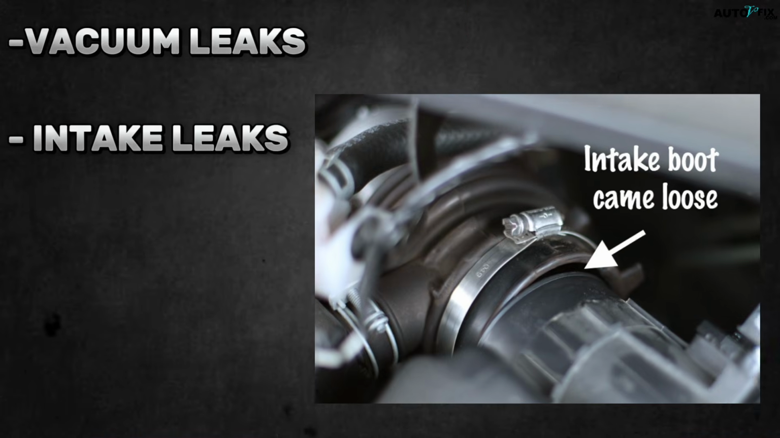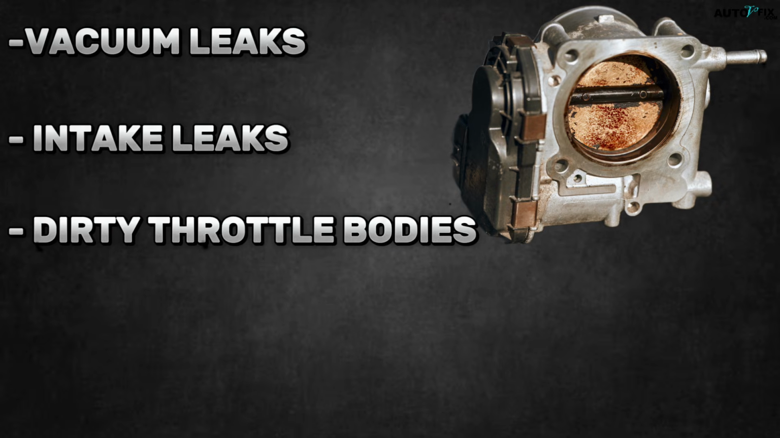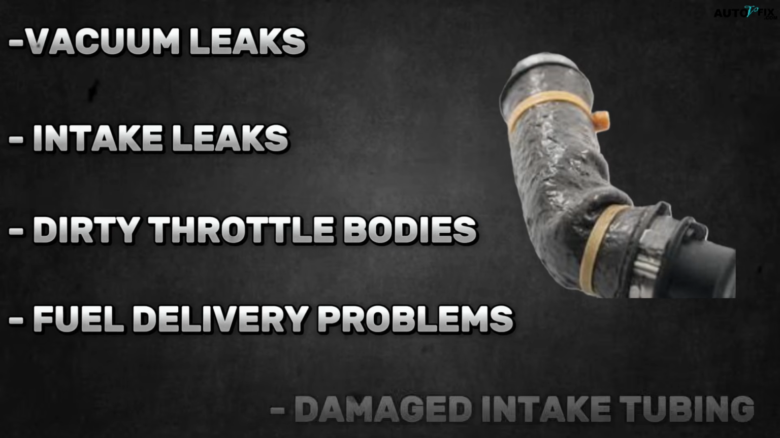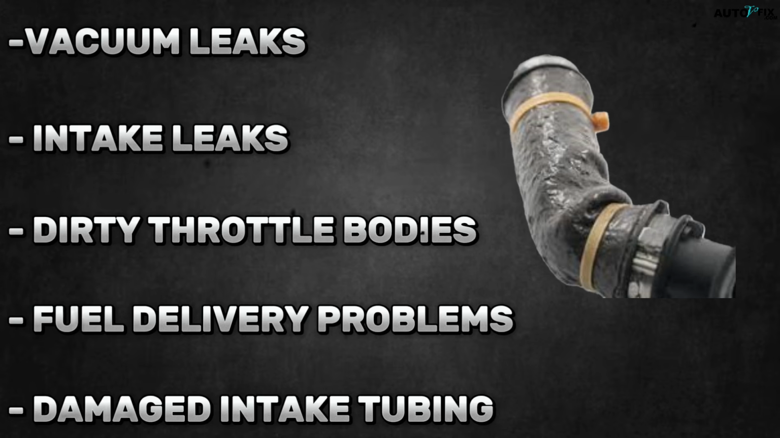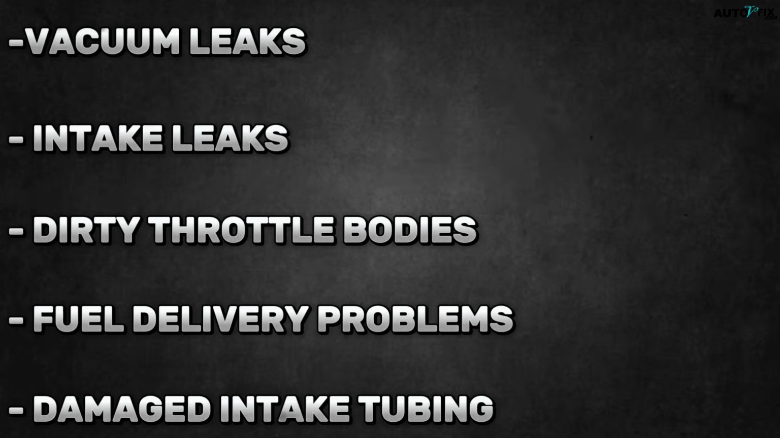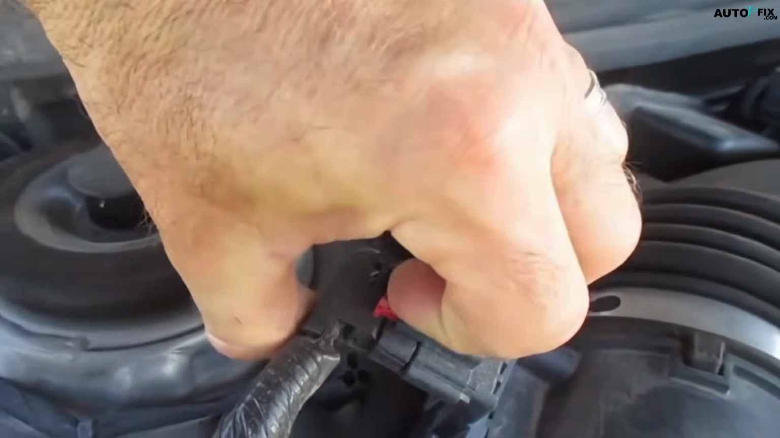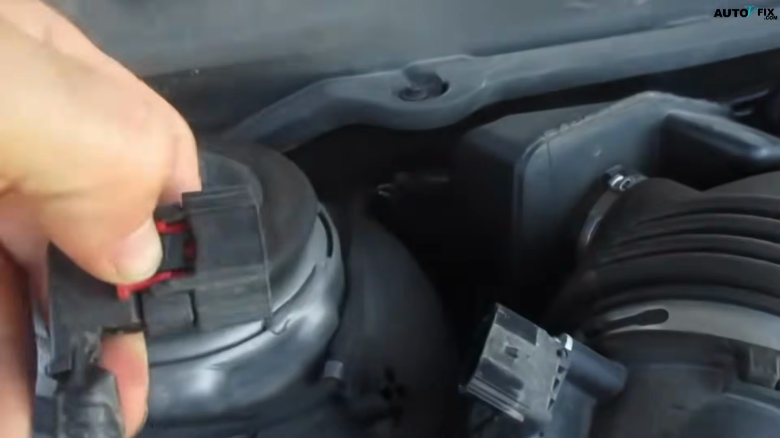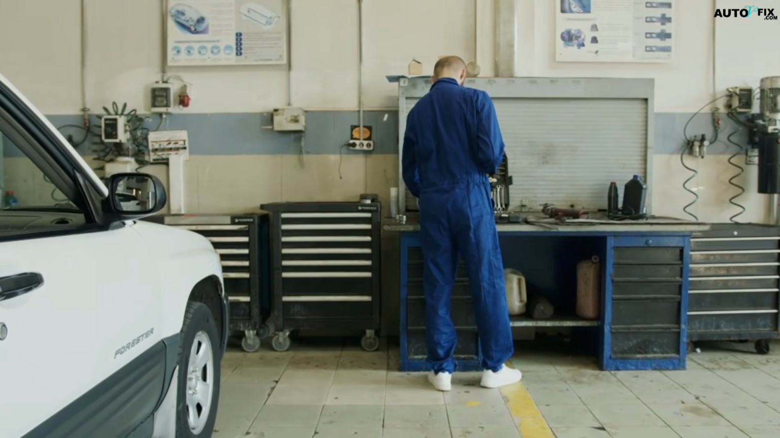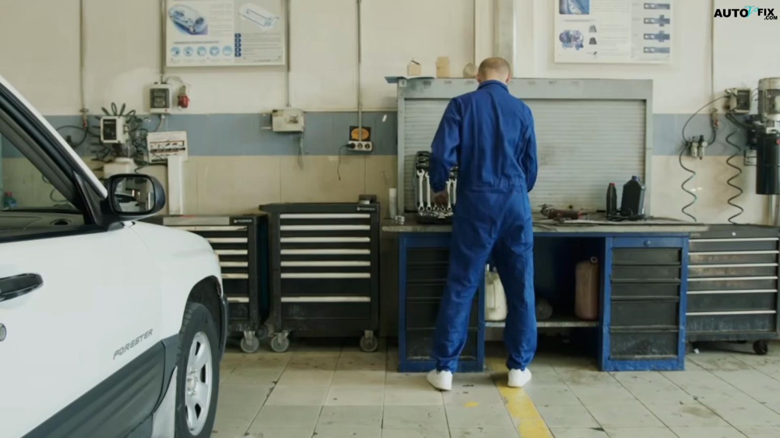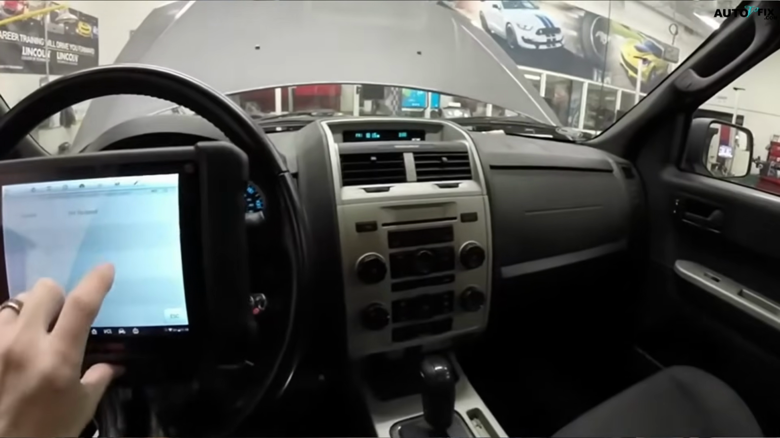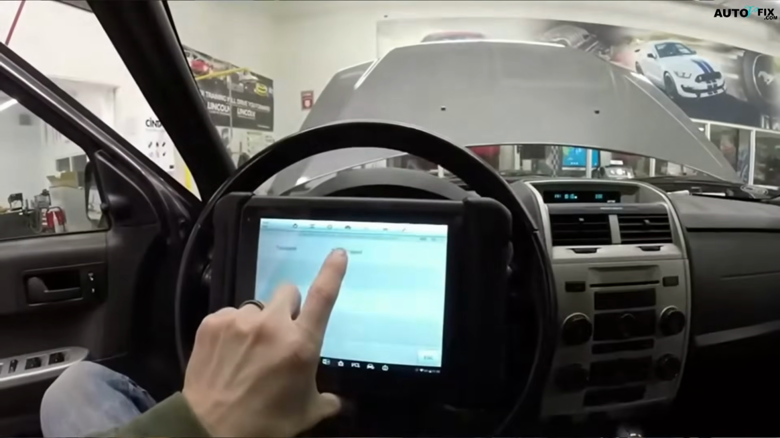Vacuum leaks, intake leaks, dirty throttle bodies, fuel delivery problems, and even damaged intake tubing can all create symptoms that look almost identical. That's why replacing the sensor without testing it is little more than a guess. The good news is you don't need expensive equipment to check whether it's doing its job. Even an affordable scan tool that displays live data can tell you a lot in less than 2 minutes.